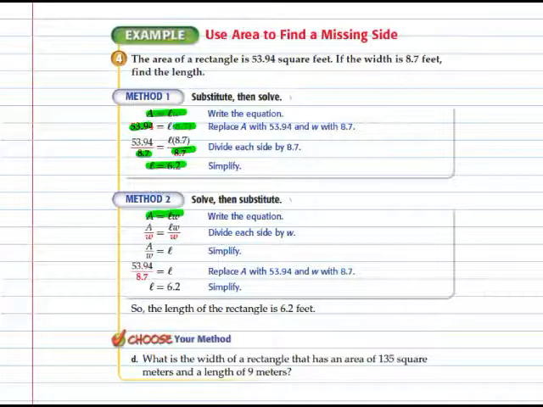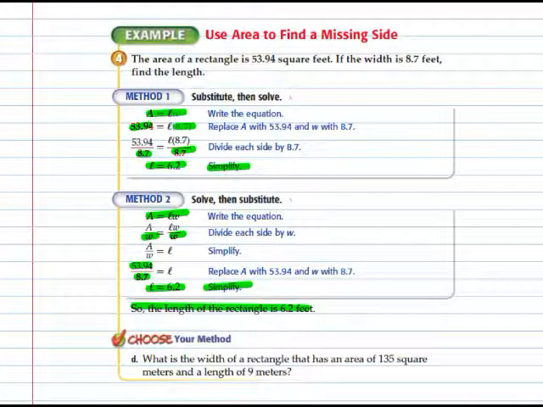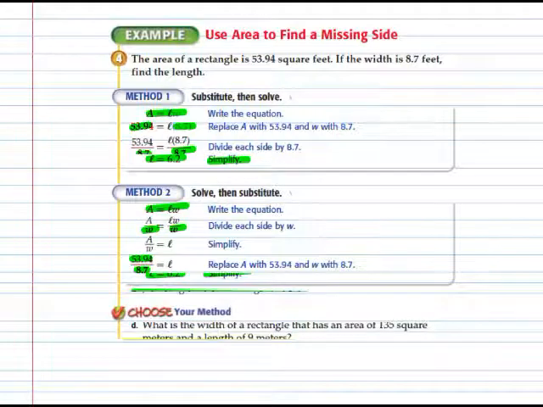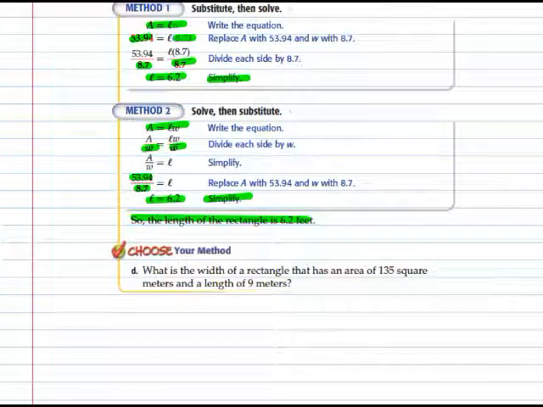We can manipulate that formula, area equals length times width, by dividing both sides of the equation by W. That gives us a new formula which says area divided by the width equals the length. So in this case we could take the area divided by the width and that gives us the length. Notice that both answers are the same. The length of the rectangle is 6.2 feet.